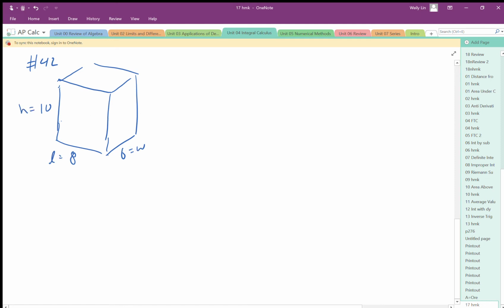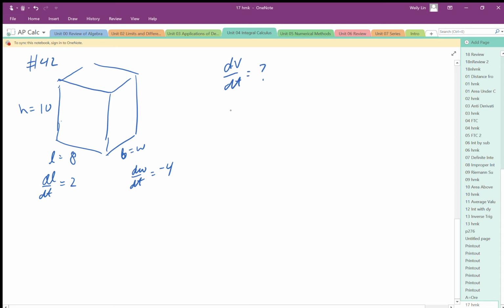So it tells me that dL/dt, the length is increasing, at 2 feet per second. The width is decreasing at 4 feet per second. And we want to know dV/dt. We don't know that. So we need to connect length with width and height with volume.